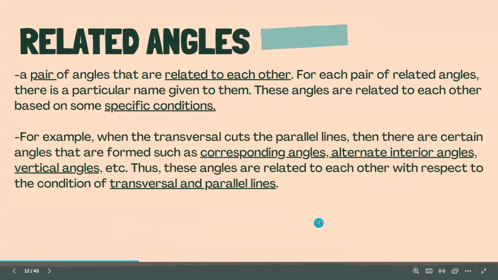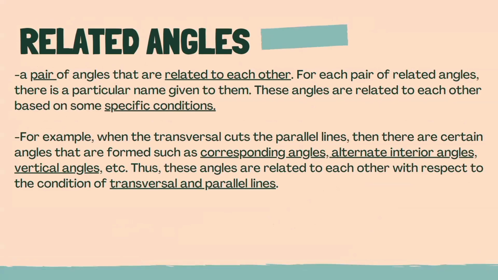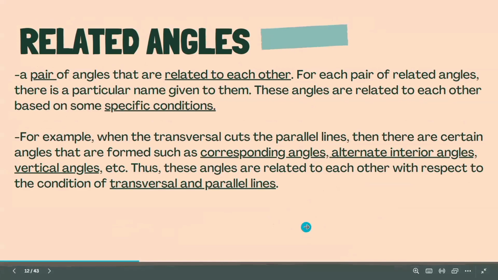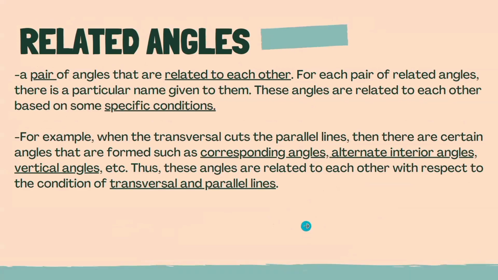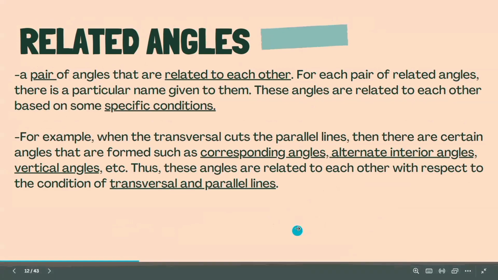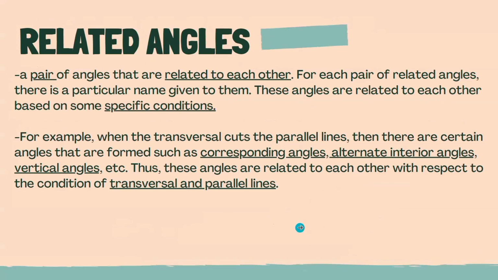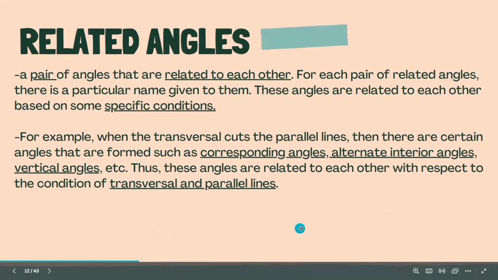Now I will be talking about related angles. Related angles are a pair of angles that are related to each other. For each pair of related angles, there is a particular name given to them. These angles are related to each other based on some specific conditions. For example, when a transversal cuts the parallel lines, then there are certain angles that are formed, such as corresponding angles, alternate interior angles, vertical angles, and so on. Thus, these angles are related to each other with respect to the condition of transversal and parallel lines.